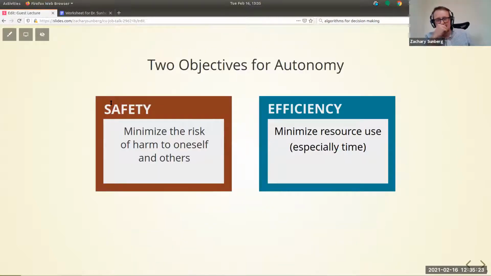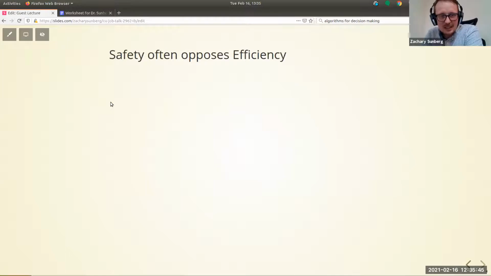There are a lot of objectives for autonomy. You could make a huge list of these, but today I'm going to focus on 2 of them, which are safety, which is minimizing risk to yourself or others, and efficiency, which is minimizing resource use. Especially time is often our most valuable resource. The problem is these 2 objectives often oppose each other.